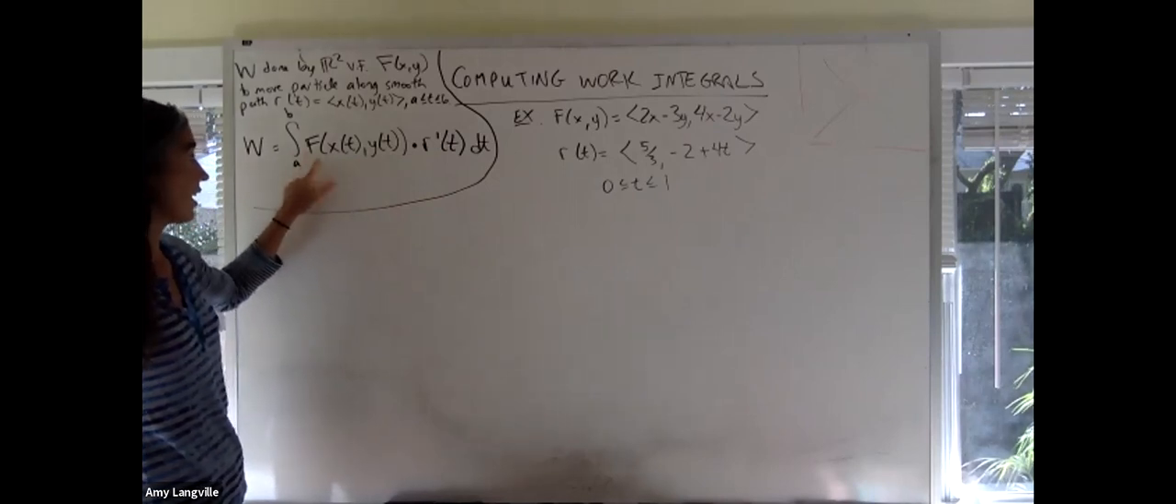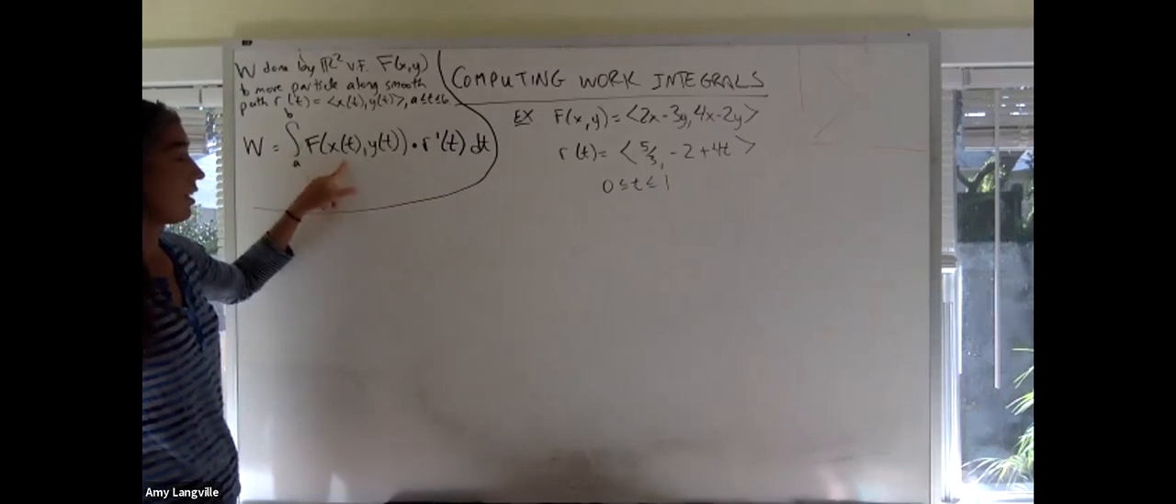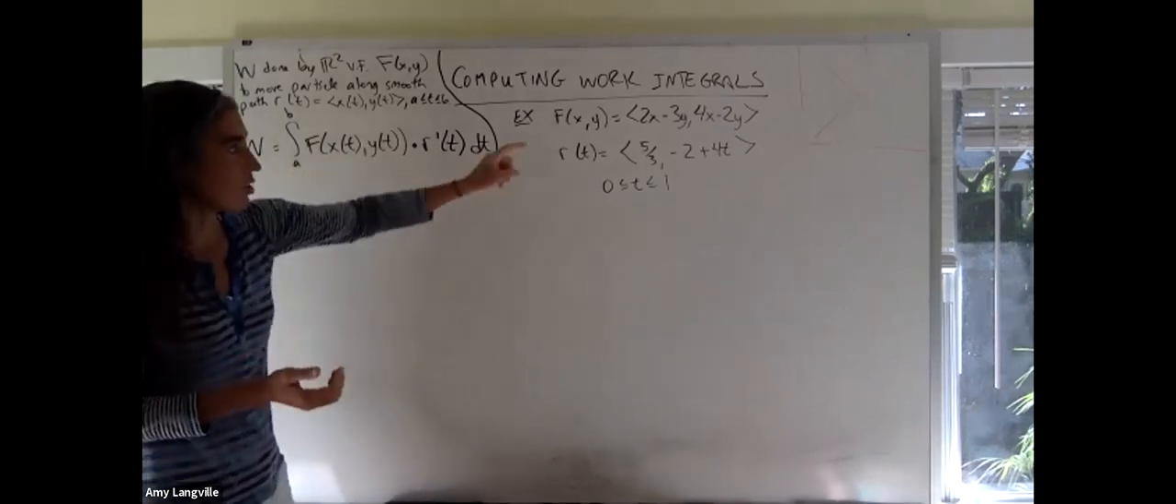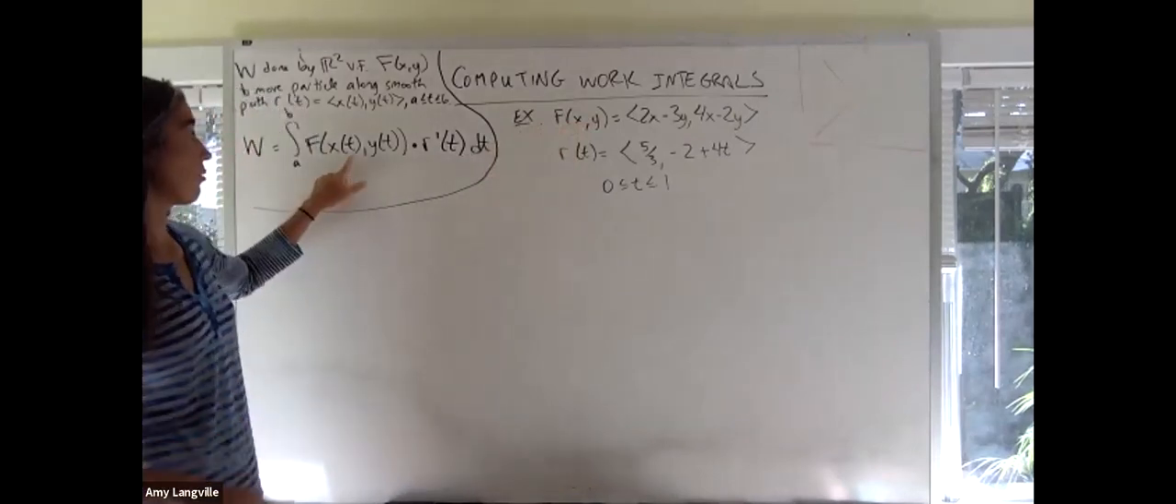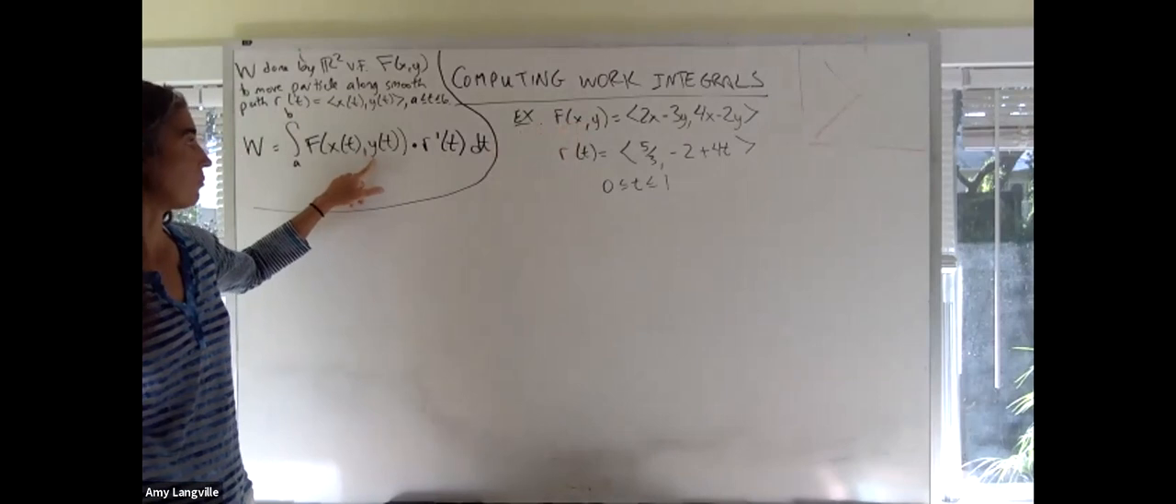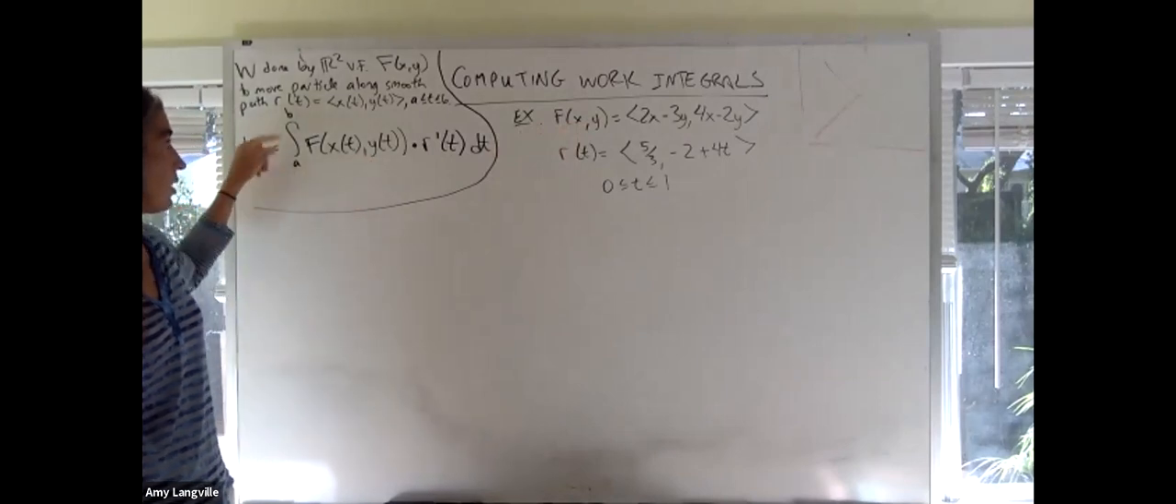And so we are going to take F, which is originally given in x and y, so we have to somehow put that into t. So we're going to evaluate that at x of t, y of t, and over the limits from a to b. That makes sense.